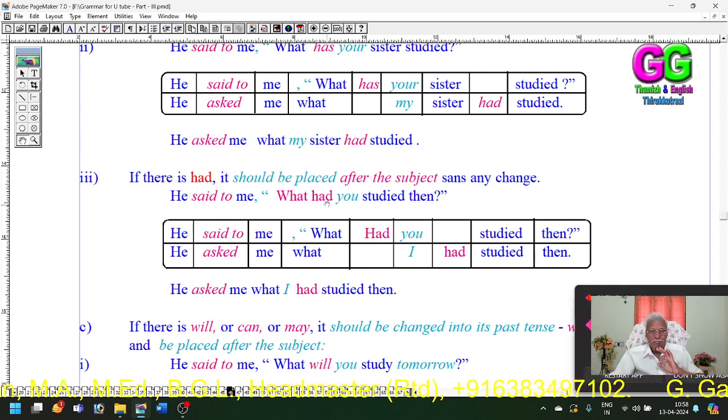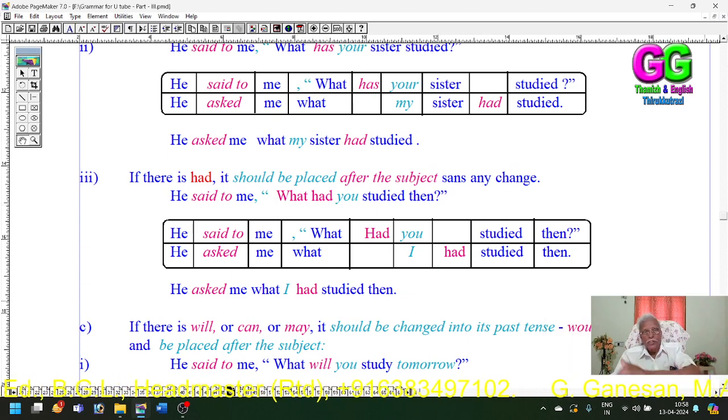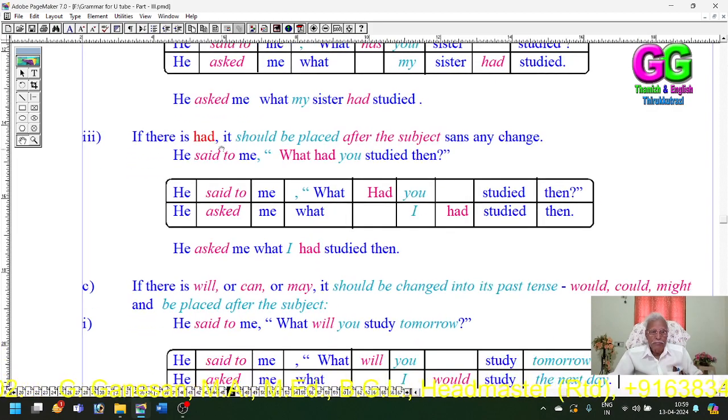If there is had, it should be placed after the subject without any change. He said to me, "What had you studied?" Said to asked, what. Had has been placed after the subject, and the remaining verbs have been kept as they are. You refers to me, the subject. The subject for the first person singular me is I. So you has been changed into I. He asked me what I had studied then.